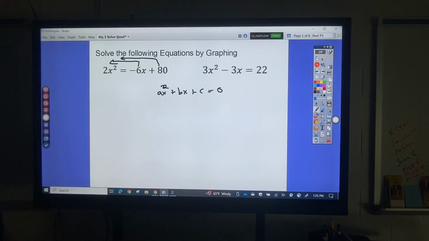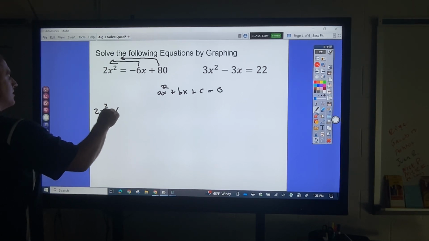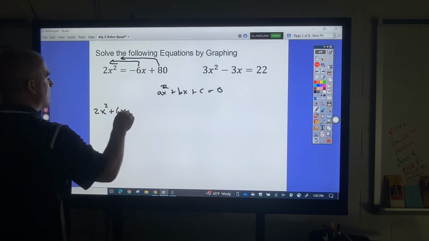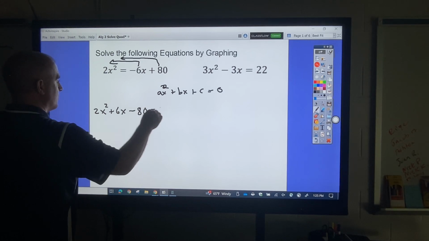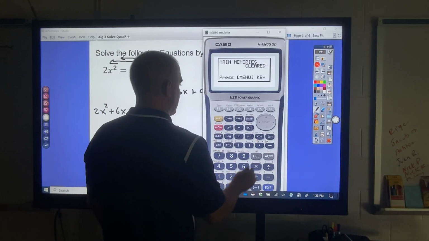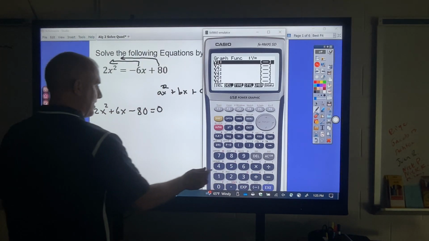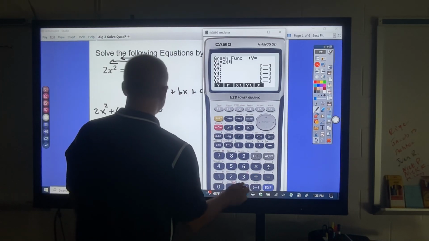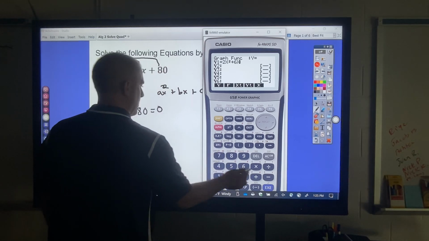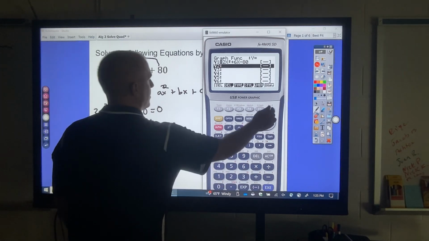We've done this a bunch this year. If it moves from this side to this side, it would become positive 6x, and then that would become negative 80 equals 0, okay? So then I want to take out my calculator, and I want to go into graph, and I'm going to type this in, plus 6x minus 80. Hit execute. I want to draw it.